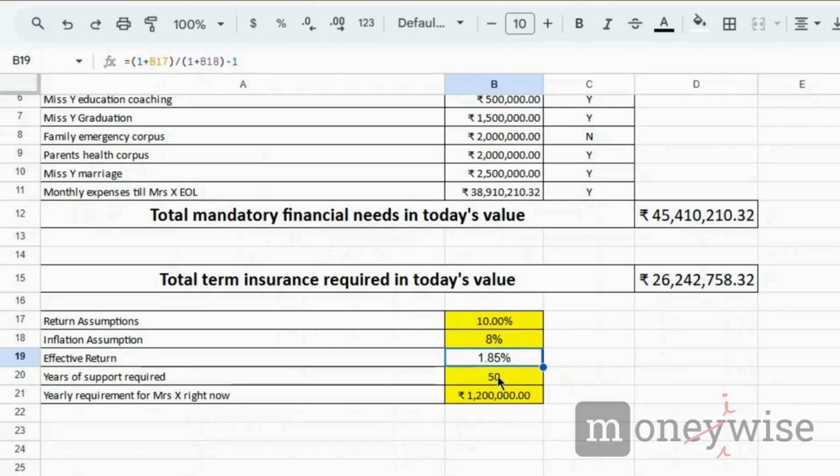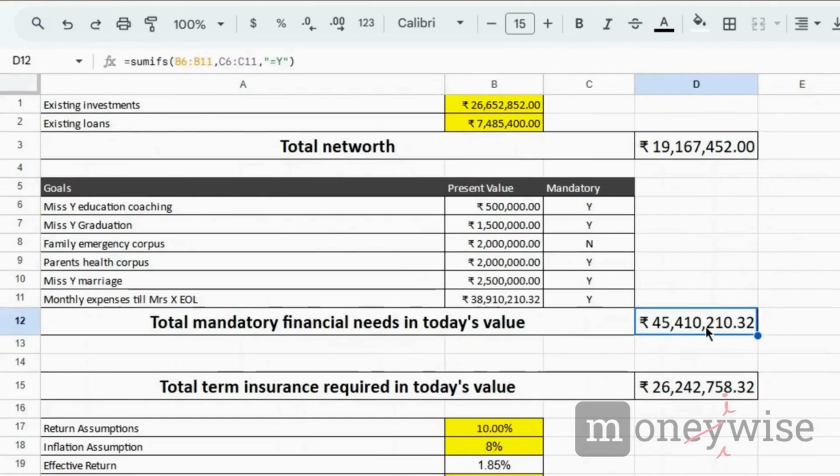So just to give you an idea, the effective rate is 1.85% for 50 years. The yearly requirement is 12 lakhs. You calculate the present value, which comes up to 3.8 crores for supporting the monthly expenses of Mrs. X till end of life. So add these values up, you get the total mandatory needs to be equal to 4.5 crores, total net worth to be equal to 1.9 crores. So the total term insurance required is 2.6 crores.